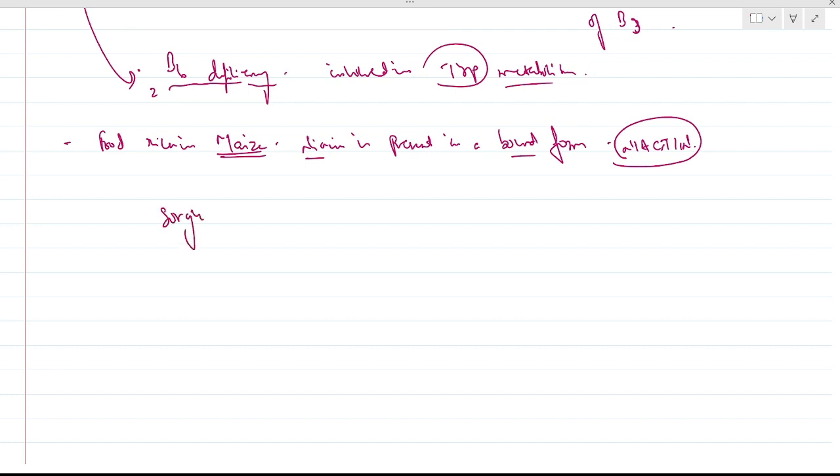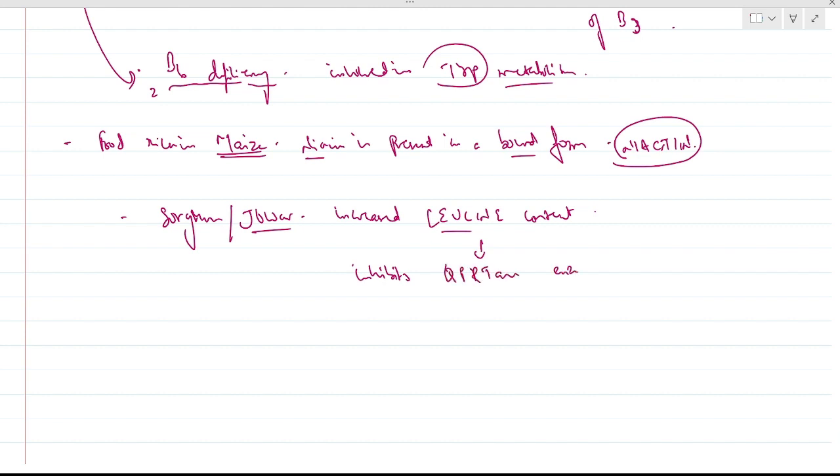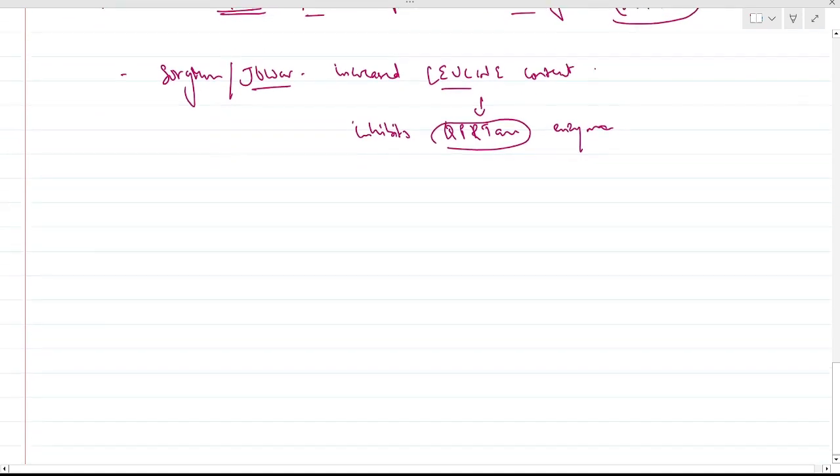In sorghum, or as we know it, jowar, which in many parts of India is a staple diet, the sorghum or jowar has increased leucine content. This leucine inhibits the QPRTase enzyme. Increased leucine content inhibits the QPRTase enzyme.